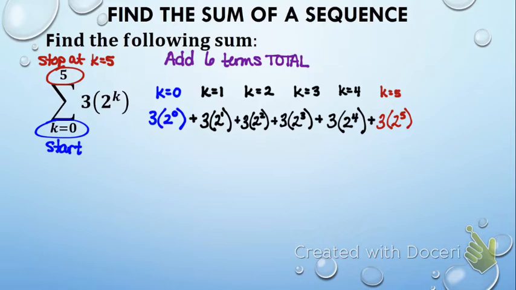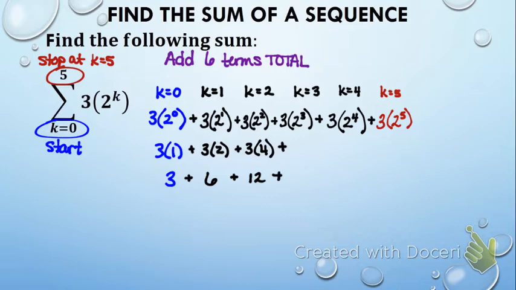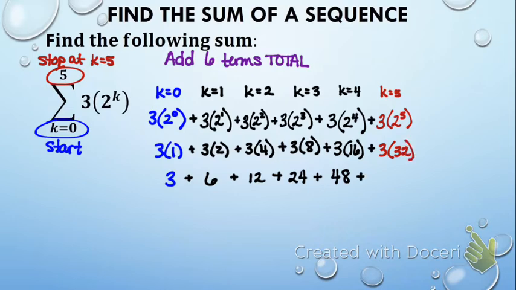What is our sum? 189. 189. We have 3 for our first term, 6 for our second term, 12 for our third term, 24, 48, and 96. For a grand total of 189.